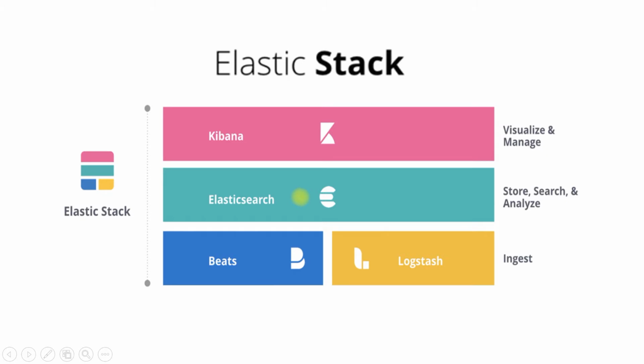And out of this stack, Kibana is basically used for visualization and management of the data. Elasticsearch is used to process and store the data that is given to Elasticsearch. And the data that is coming into Elasticsearch comes through different Beats. The data can come directly from Beats to Elasticsearch, or it can come via Logstash.